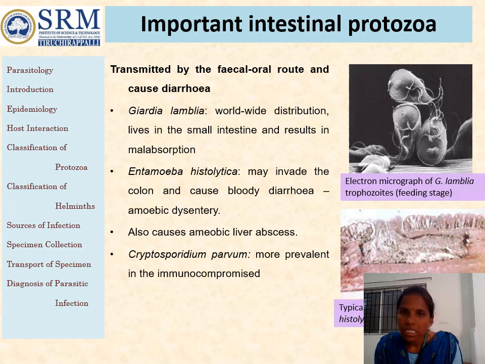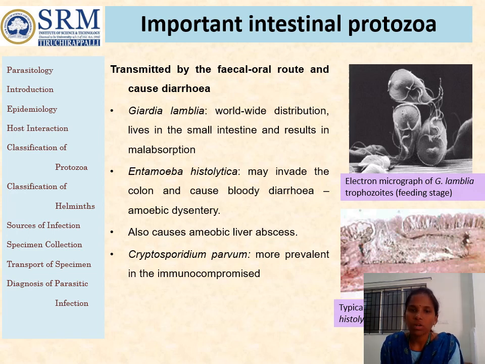Next, important intestinal protozoa. What types of protozoa can cause infections, especially in the intestines? They are transmitted by the fecal-oral route and cause mainly diarrheal infections. The first one is Giardia lamblia, with worldwide distribution, which lives in the human small intestine and results in malabsorption.